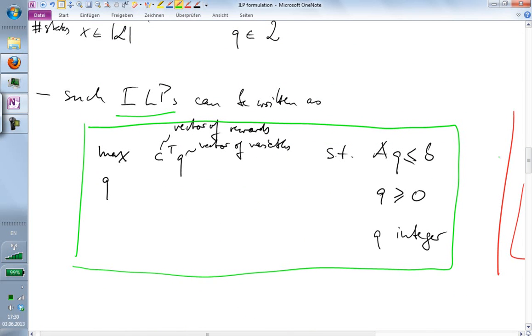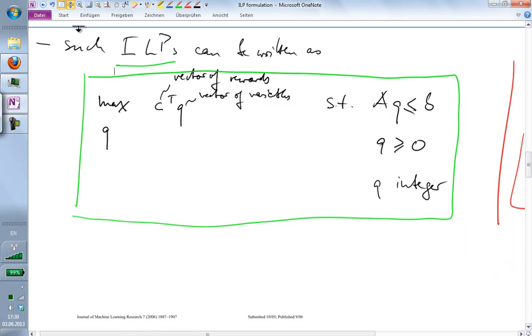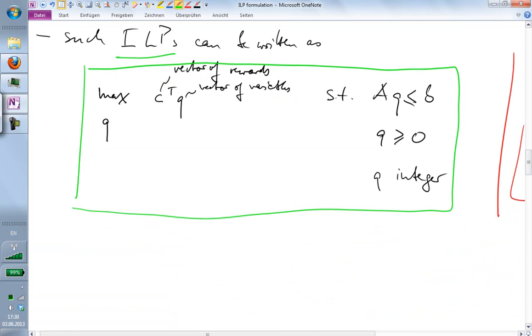All right, so here's the generic form of an integer linear program. And this is just a reformulation of our original problem. So you ask, by just reformulating, have we gained anything? So this is again the generic form of an ILP.